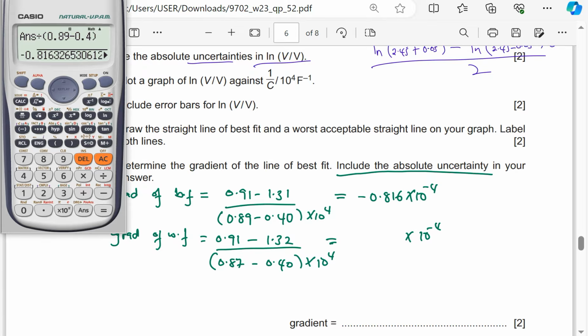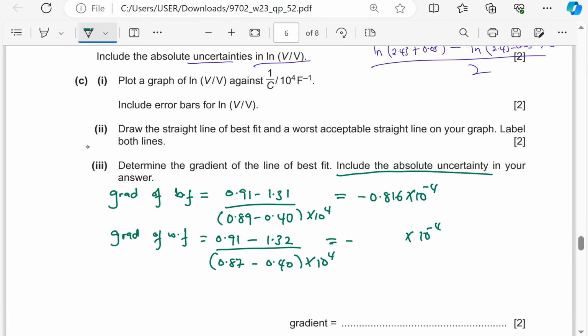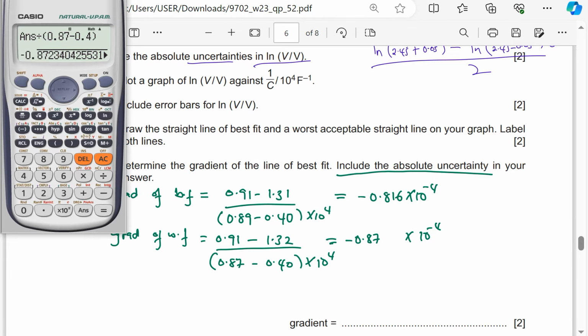Let's check this. 0.91 minus 1.32 divided by 0.87 minus 0.4. So this is negative 0.87. I want three significant figures.